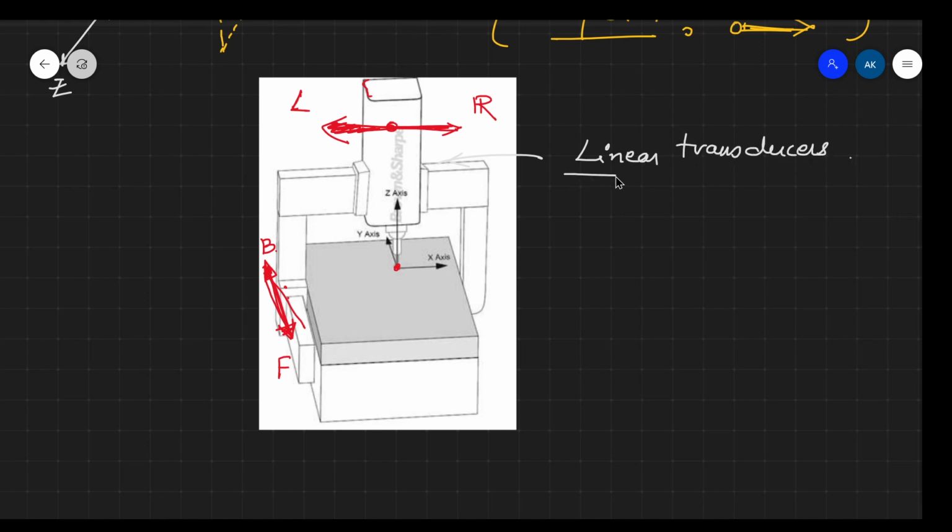So what is the work of these linear transducers? Suppose you place an object on this, some object of any random shape. Let's put a sphere on it over here. So you put some plate or sphere of this shape in here, and now you want to measure different points on it.